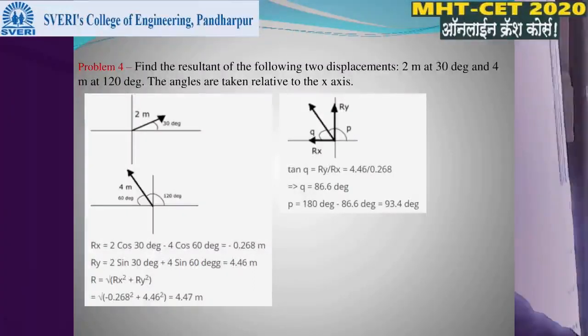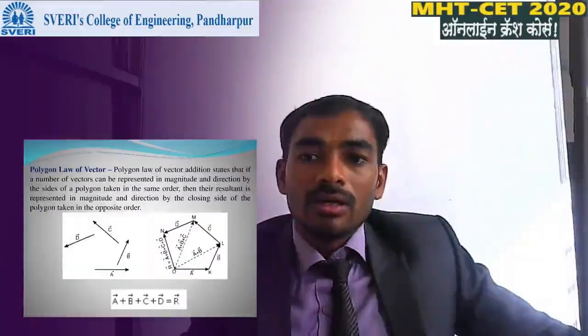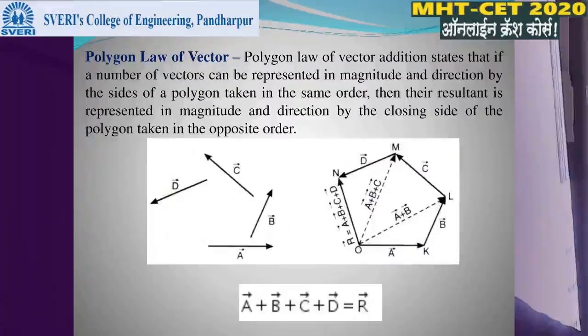Then tan Q is equal to Ry divided by Rx is equal to 4.46 divided by 0.268. Then Q is equal to 86.6 degree. So P is equal to 180 degree minus 86.6 degree, and P is equal to 93.4 degree. This is the resultant displacement between the two vectors. Okay, so next we discuss about the polygon law of vector.